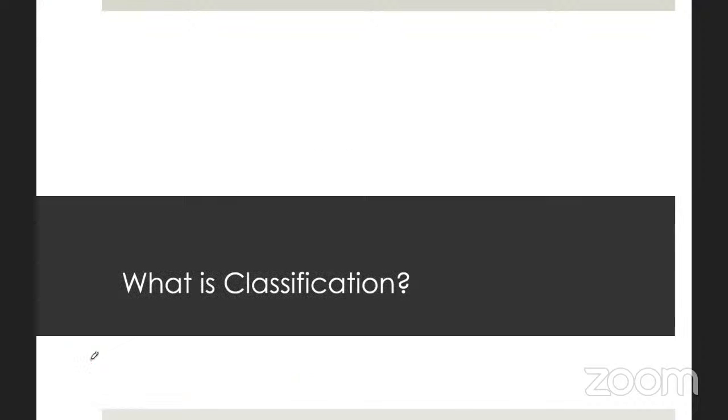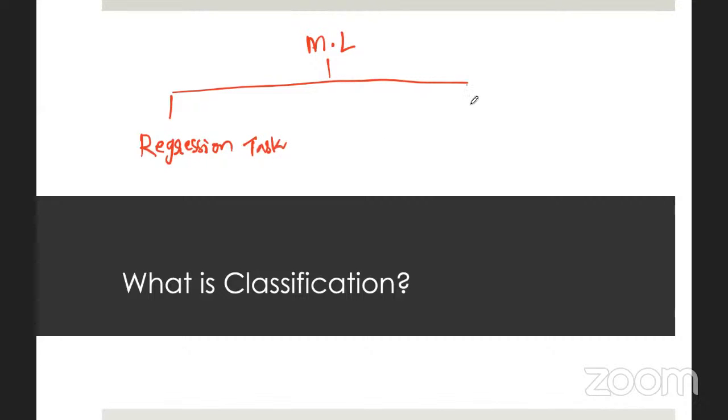Now we are going to discuss two kinds of machine learning tasks. One is a regression task. The other one is a classification task. What are these? A simple example: a regression task is linear regression, and a classification task is logistic regression.